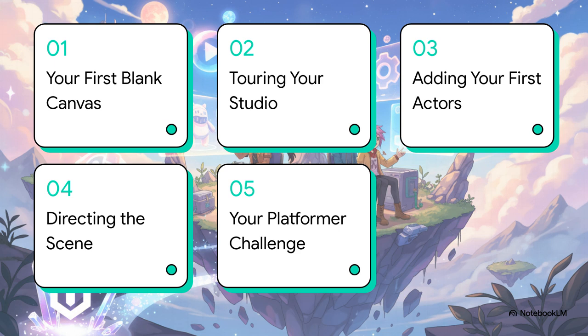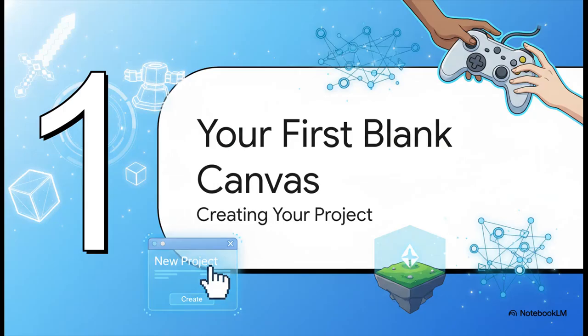So, here's our game plan. First, we'll create our blank canvas, a brand new project. Then, we'll take a quick tour of what I like to call your new digital studio, the Unity editor itself. After that, we'll start adding our first actors to the stage and learn how to direct them. And finally, to wrap it all up, you'll get a fun little challenge to put all your new skills to the test. All right, let's dive right in.